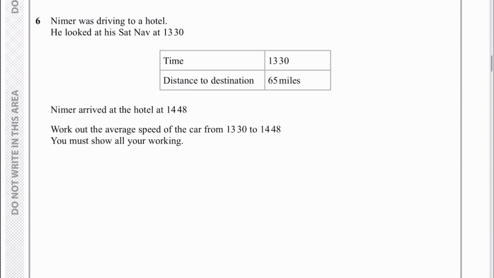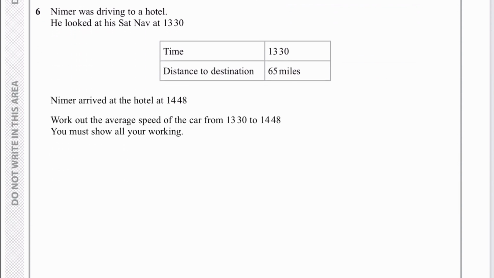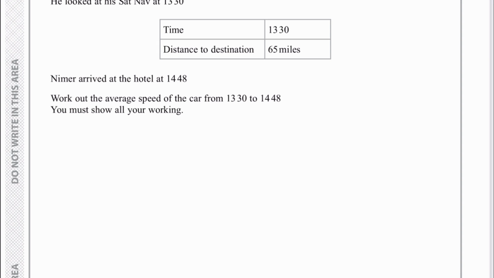Okay. Question number 6 then. So Nemo is driving to a hotel. He looked at his sat-nav at that time. He arrived at the hotel at that time. Work out the average speed of his car. Okay, this is again quite a common question. We seem to be doing a lot of common questions at the moment.